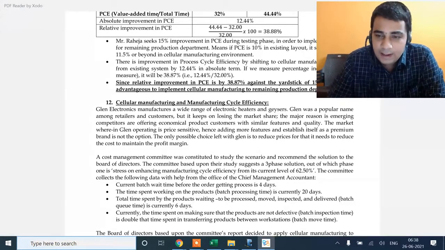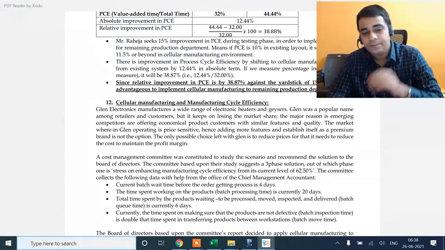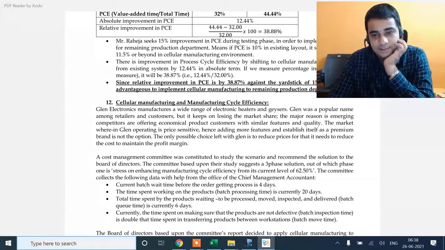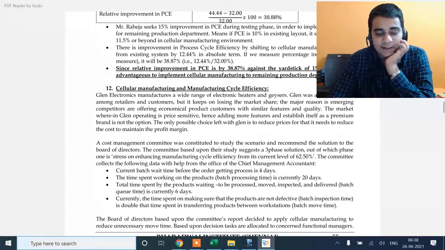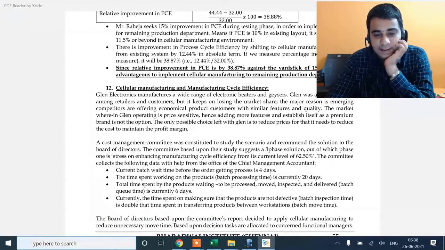Basic background: Glen was very well known in the market for electronic heaters and geysers. It has been losing market share because competitors are giving a very low price. It cannot charge a premium price because the market is price sensitive. So the only choice left is to reduce prices. A cost management committee was constituted to study the scenario and recommend the solution to the board of directors.